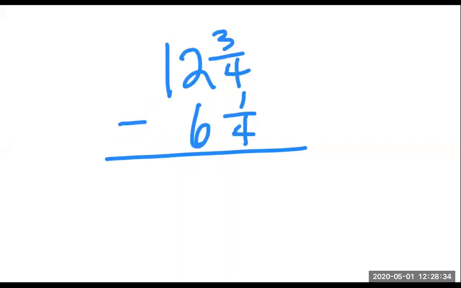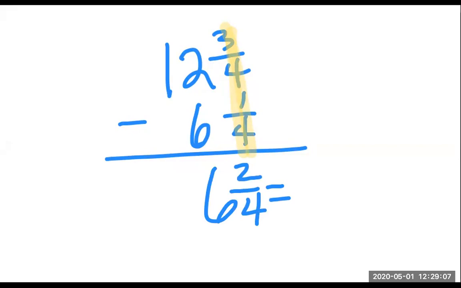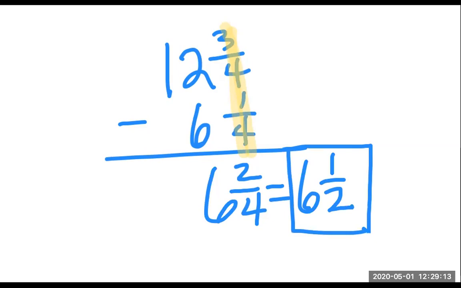All right, let's do one more together. The problem we're going to do is 12 3/4 minus 6 1/4. In subtraction, we still do the same thing. We start with the fractional part of the problem. So we have 3/4 minus 1/4, which would give you 2/4. And then we have 12 minus 6, which is 6. Before I put a box around it, I'm going to say to myself, is this the form I want my answer in? And 2/4, we know, can simplify to 1/2. So 6 2/4 is equivalent to 6 1/2. That would be what you put your box around.